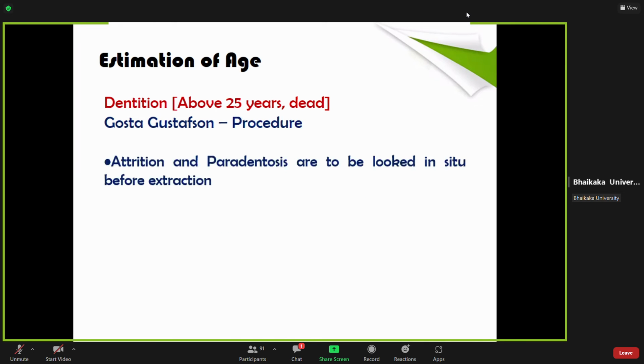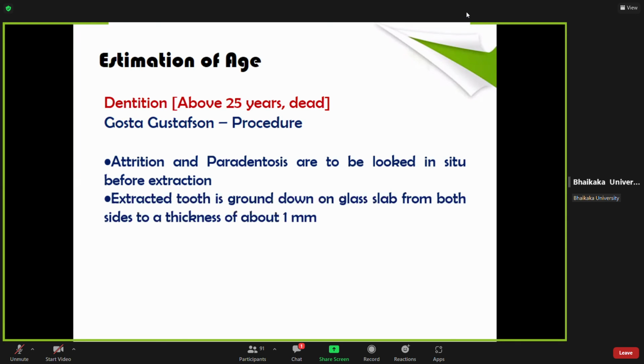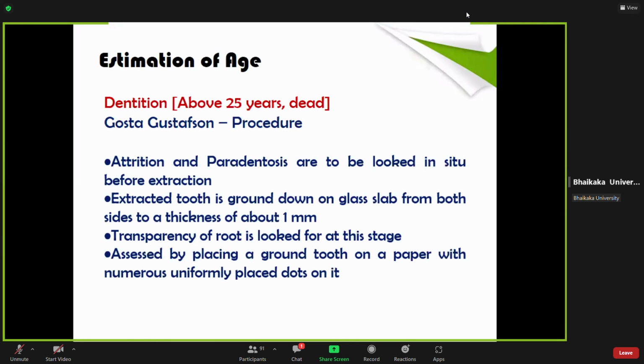Procedure कैसे करते हैं? Attrition and parodontosis are looked at in situ before the extraction. Tooth निकालने से पहले ये दोनों चीज देख लेनी है. Tooth निकालने के बाद the extracted tooth is ground down on a glass slab from both sides to a thickness of about 1 millimeter. The transparency of root is looked for at this stage. Assessed by placing the ground tooth on paper with numerous uniformly placed dots on it. Anterior teeth are more suitable than the posterior teeth.